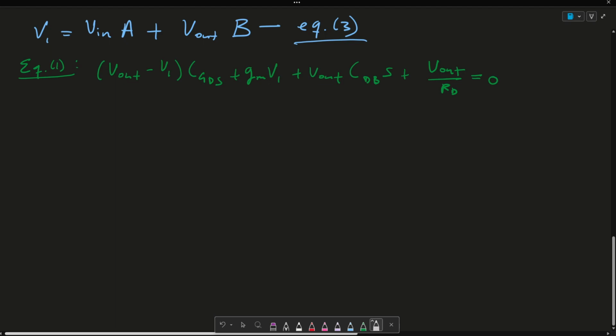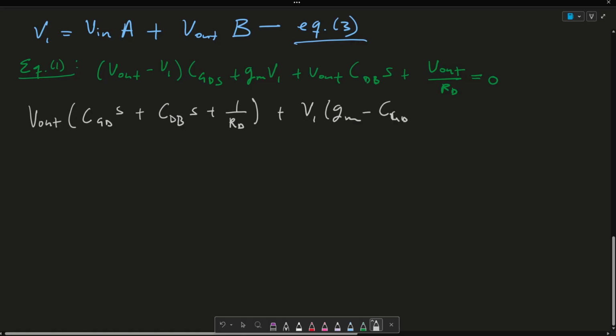But first, I'm going to simplify equation 1 by taking out a Vout and multiplying it by CGDS plus CDBS plus 1 over Rd, plus V1 times GM minus CGDS is equated to 0. So let me go ahead and plug in V1 and find a common denominator for this term.